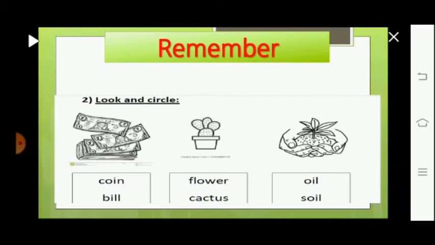But first, remember, look in circle. Okay? Coin or pill? Look at the picture. Coin or pill? Good job, pill. Number 2. Flower or cactus? Cactus. Excellent. 3. Oil or soil? Soil. Good job.